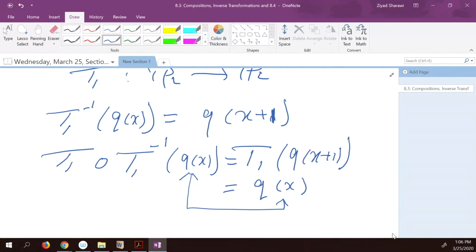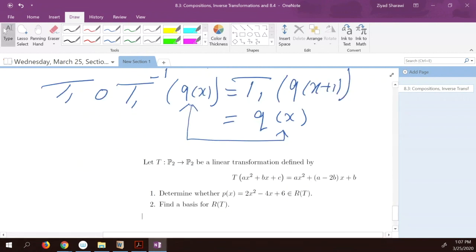Are you following me, guys? Any question? All right. Okay, good. All right, good, very good. So let me give you another example. So this one, it was 1-to-1, it was onto, so it is invertible. We found the inverse. Let's take another one.